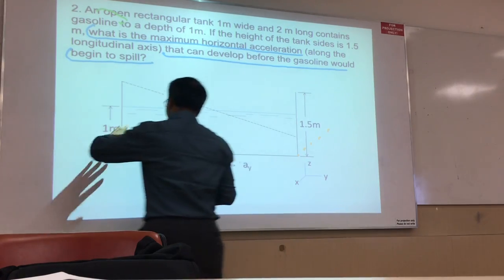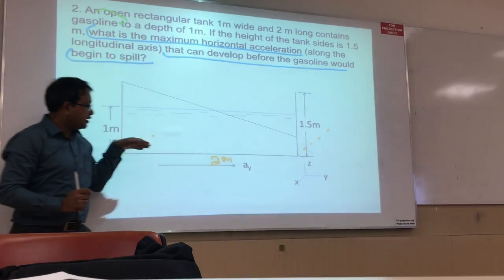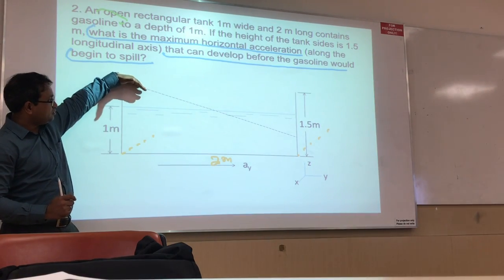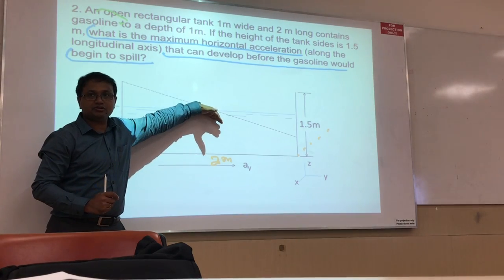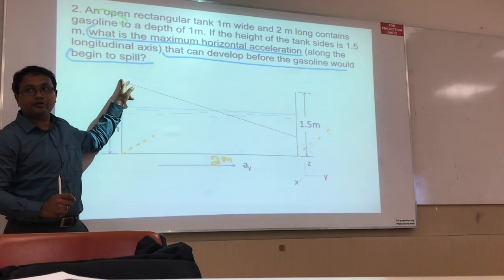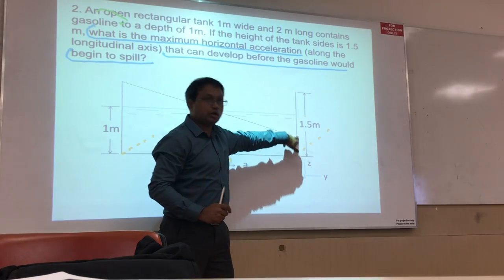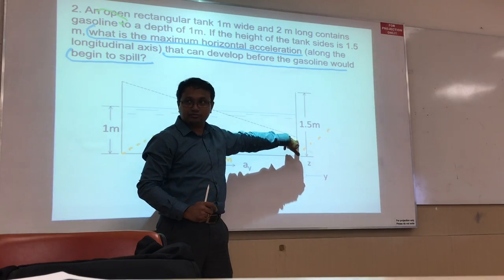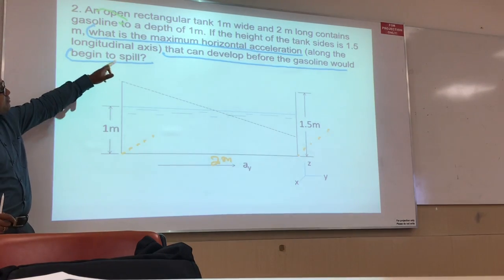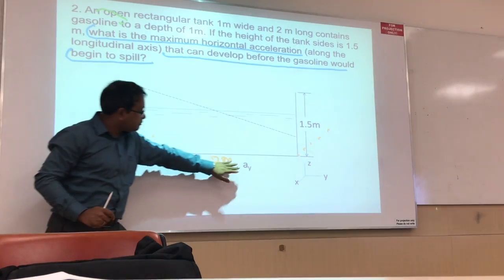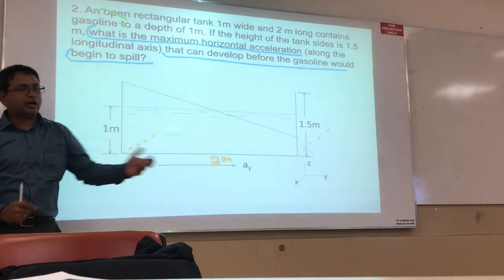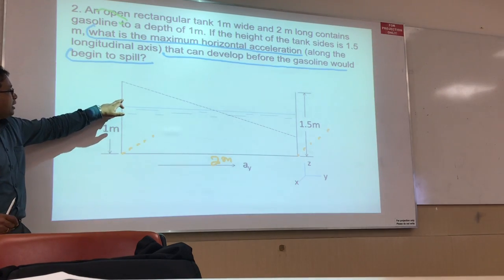So now I push this way, so acceleration is that way, correct? As I push this way, the water moves in this direction, right? Because this level will move upward and that level will move downward. Correct? So they ask what is the maximum horizontal acceleration? What should be the maximum level of fluid? I push slowly, it may come here.